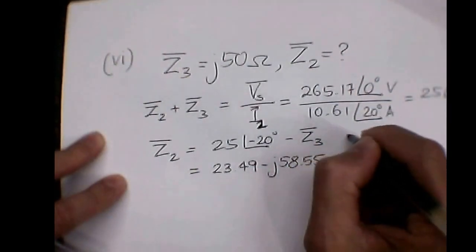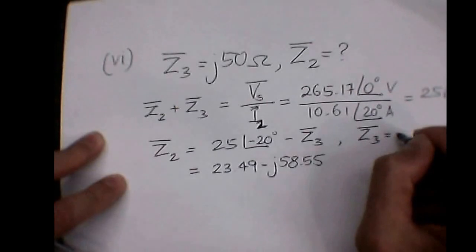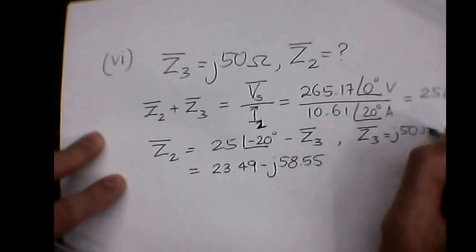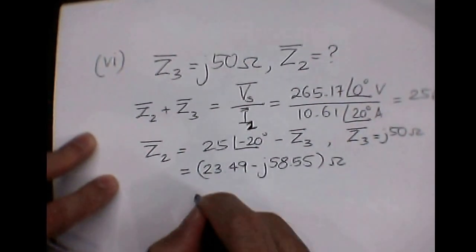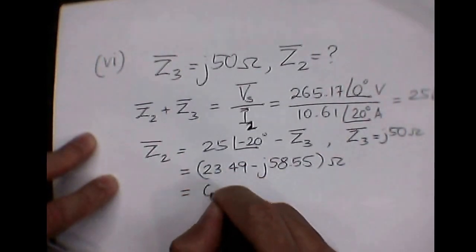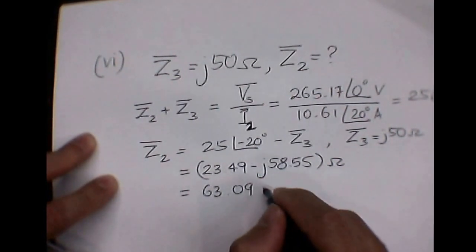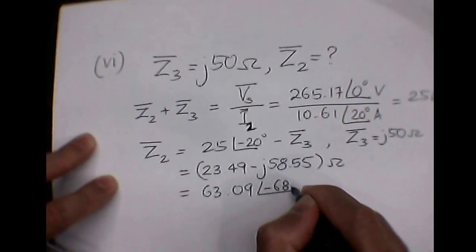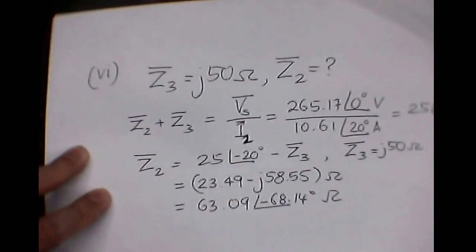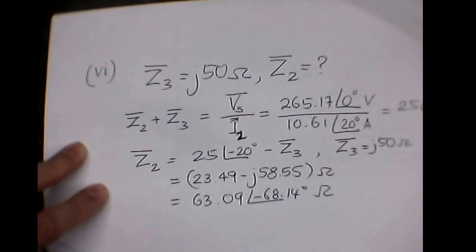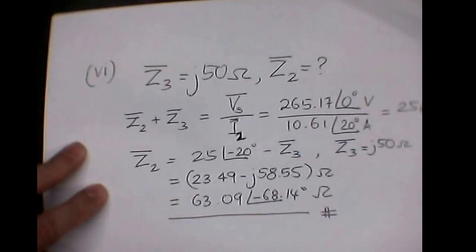Where Z3 is equal to J50. This is equal to 63.09 at the angle of minus 68.14 degrees. So that's the answer for part 6.